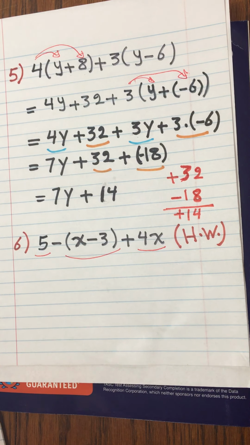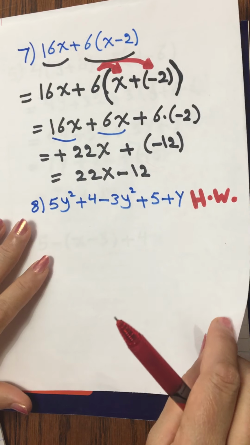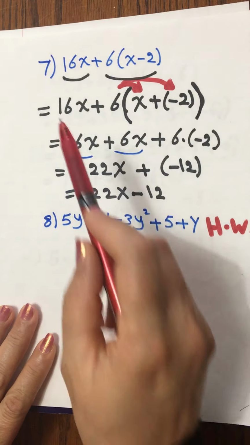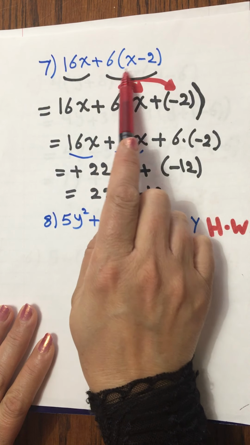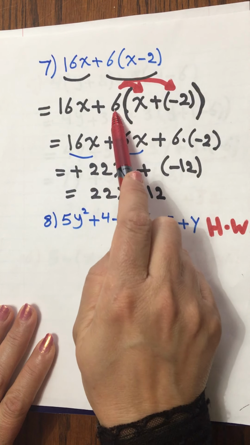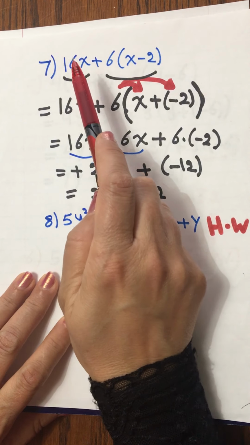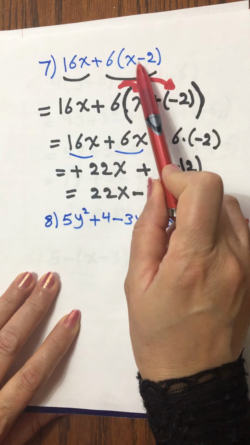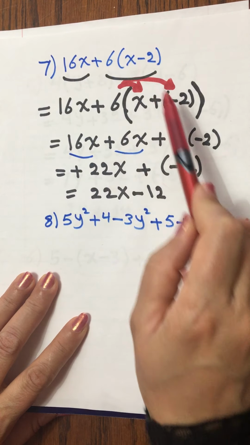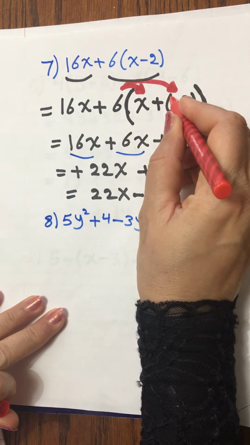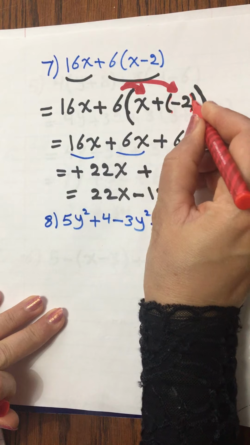Question 7. 16x plus 6 parentheses x minus 2. Put 16x down plus 6. First, I have two terms, guys. 1, 2. Then I'm going to change negative to positive, and 2 to negative 2. And don't forget, guys, parentheses. This is very important.